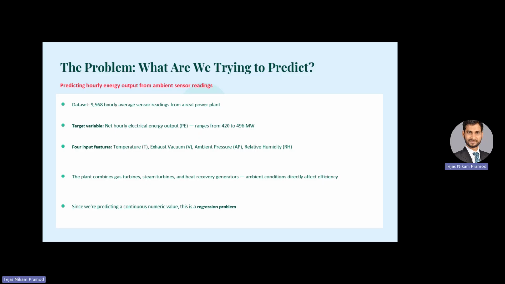So it's a continuous number, which immediately tells us that it's a regression problem, not a classification problem, because we're not trying to categorize things here. We're trying to predict a numerical value, to get to an output, and not categorize anything. So this is a regression problem.